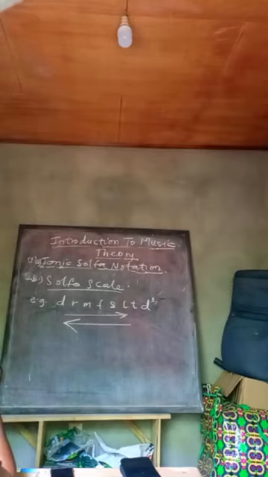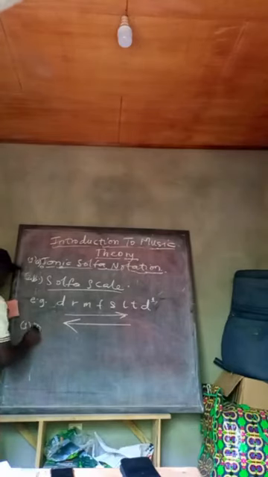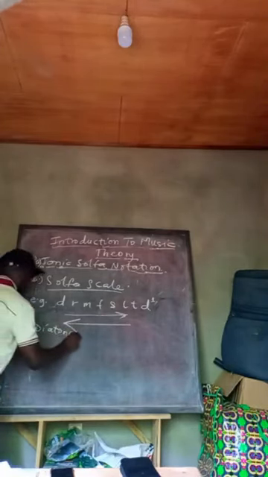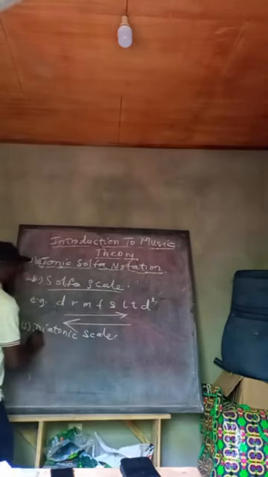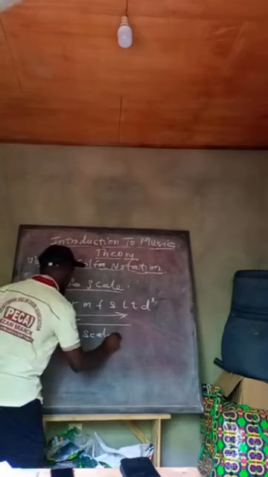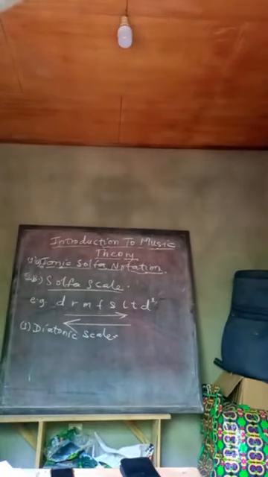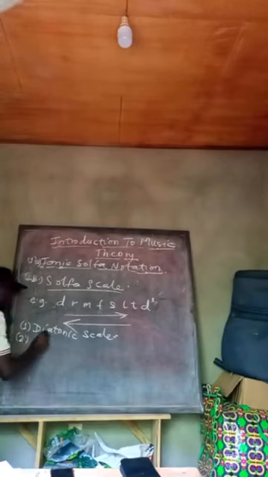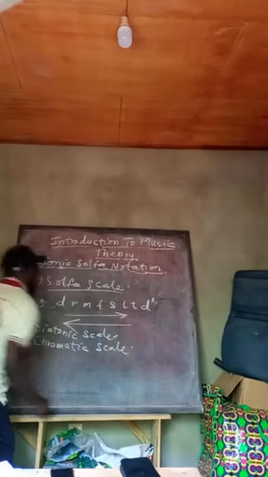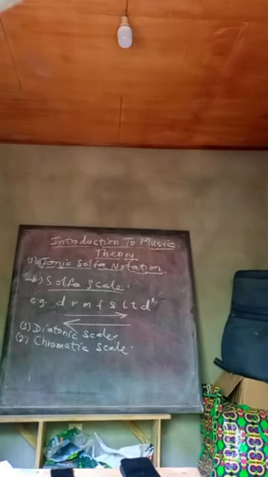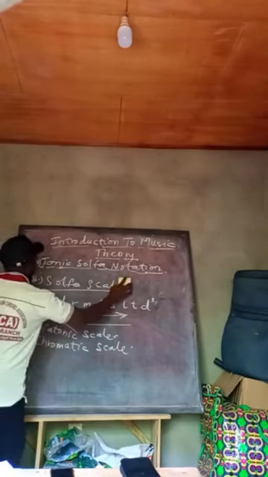Okay. So there are two broad types of solfa scale. You have one, the diatonic scale, and you have two, the chromatic scale. We have one diatonic scale, two chromatic scale. So I'll wipe up.